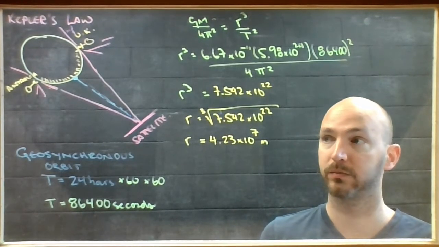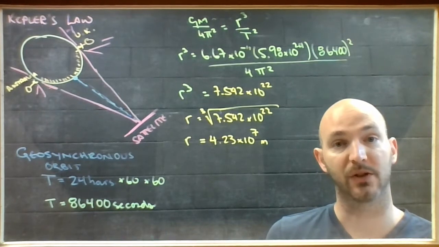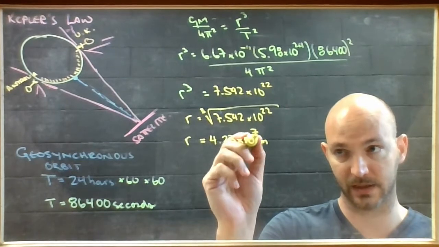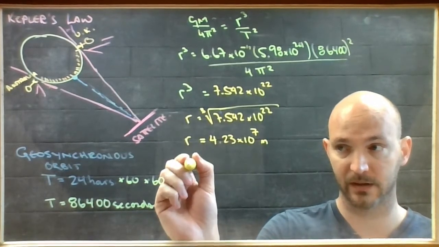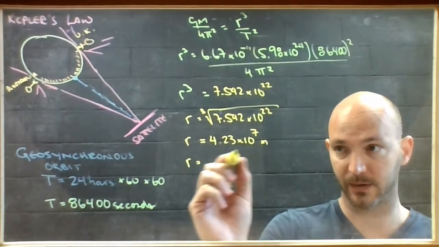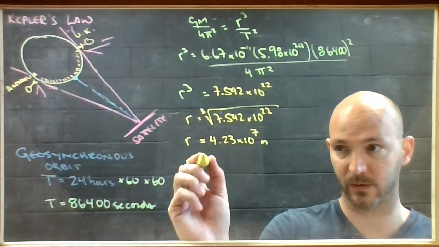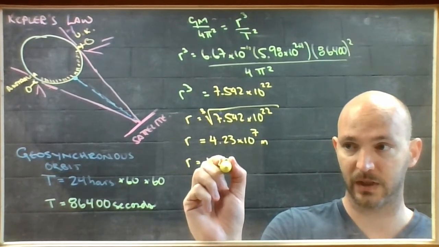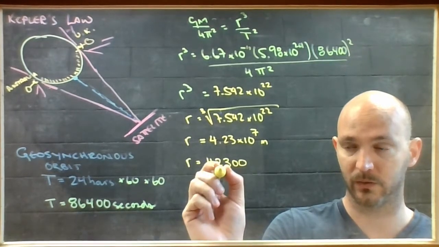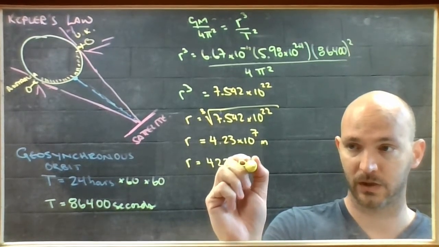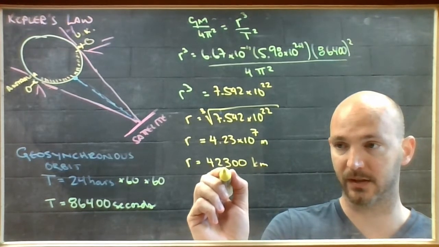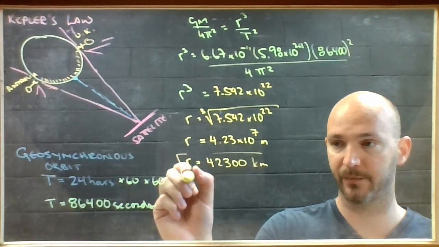All right. So in terms of kilometers, I'm going to snag 10 to the 3 for this to make it kilometers. That would leave me 10 to the 4 left. So that would be 4, 2, 3, 0, 0 kilometers. 10 to the 3, 10 to the 4, 10 to the 5, 10 to the 6, 10 to the 7. Yep, there we go.